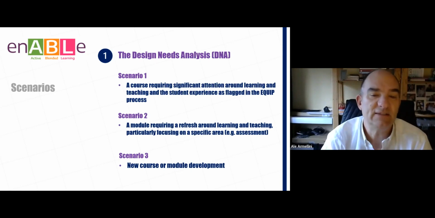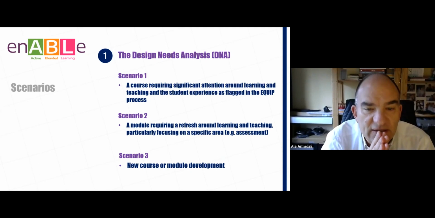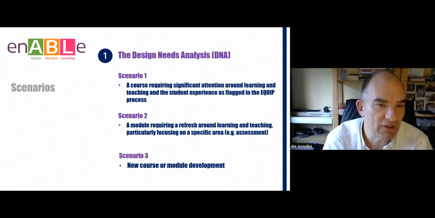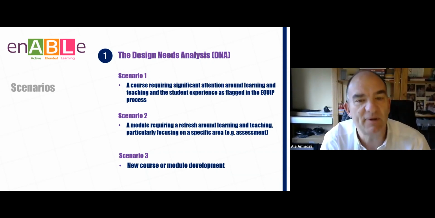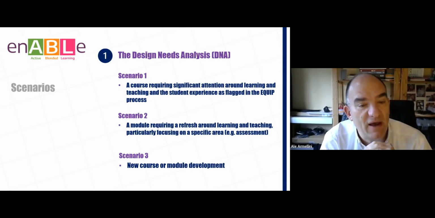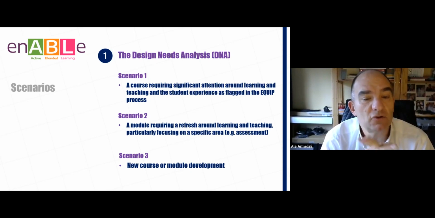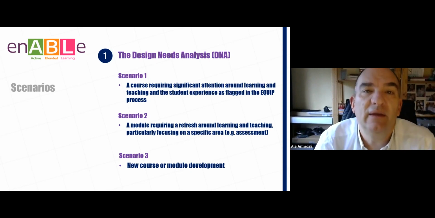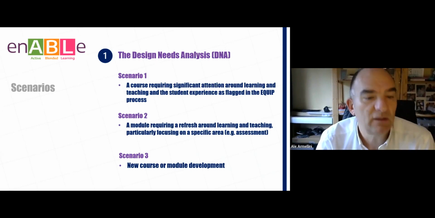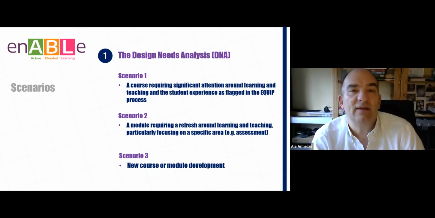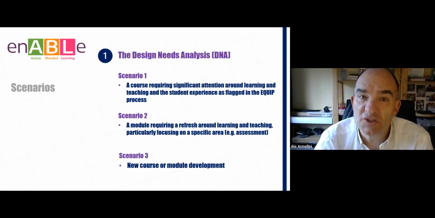Scenario two is a refresh around learning and teaching practices, or indeed a particular focus on one component of the module. In this case, the typical example is assessment. And the third scenario is when you have a new idea, a new course or module that you want to put through the lens of the rest of your team, and that is an ideal. enABLe is an ideal way to do that in a collegiate, collaborative, constructive way.